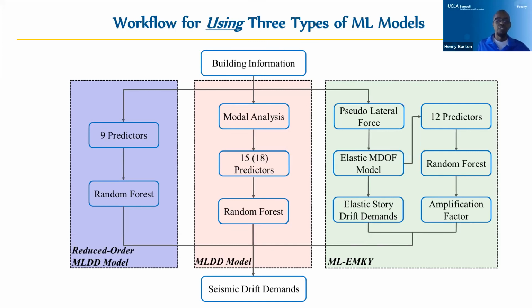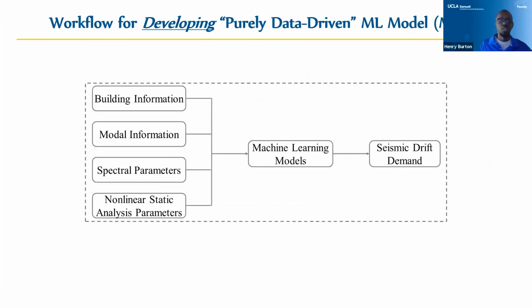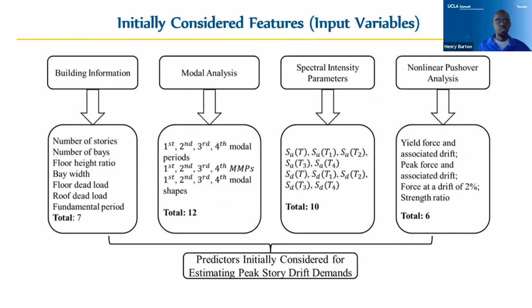Whereas the one on the far left, the one in purple, is pretty much the same as the one in the middle, except we're using fewer predictors. The difference is that the one in the middle still requires a modal analysis. So you still have to do an eigenvalue analysis, right? You don't need to get any elastic drifts, but you still need an eigenvalue analysis to get some modal information. Whereas the one on the left needs less information. That's the one where you are basically just using these building information features.